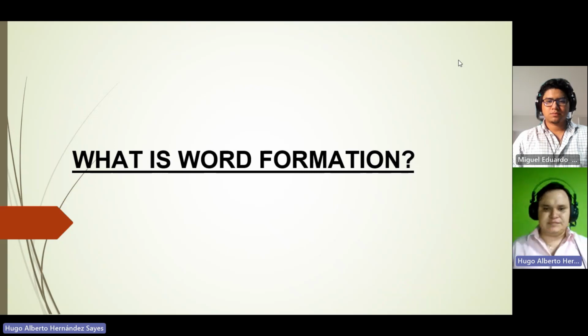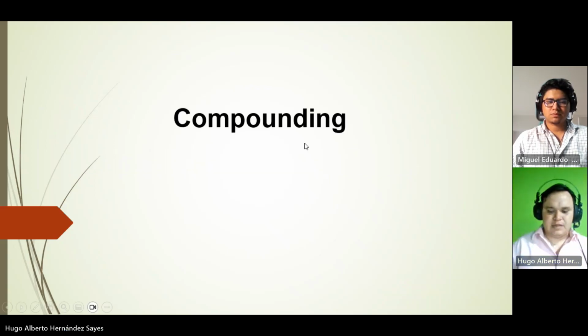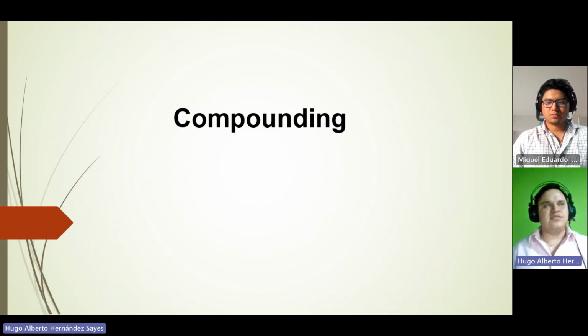And for this, I would like to also mention what compounding is. As I said, it is part of word formation, and compounding is a word formation process based on the combination of lexical elements such as nouns, adjectives, etc. So the elements can be characterized as words or lexemes, depending on the language and the theoretical framework adopted.